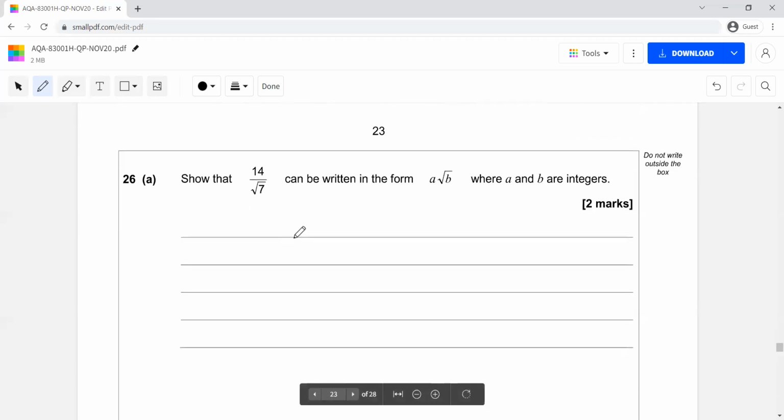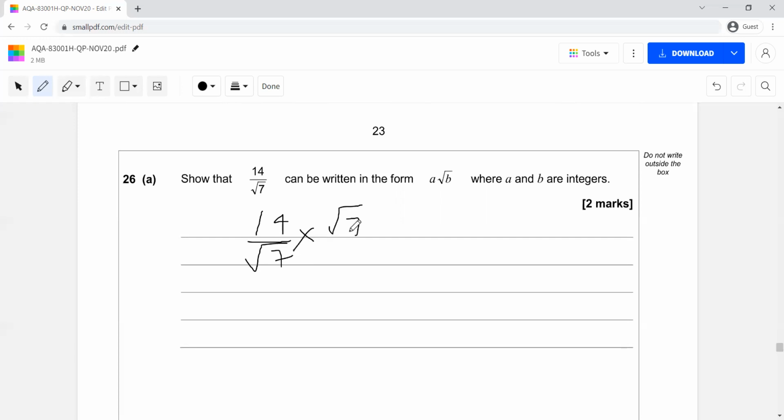Okay. Question 26a. Show that 14 over root 7 can be written in the form a root b. Now, typically in exam, they want you to do it this way. They want you to do that 14 over root 7 is 14 over root 7 times root 7 over root 7. So they want you to do something like this, so that you get 14 root 7 over 7, which is equal to 2 root 7.